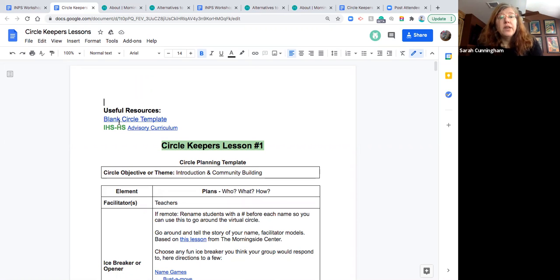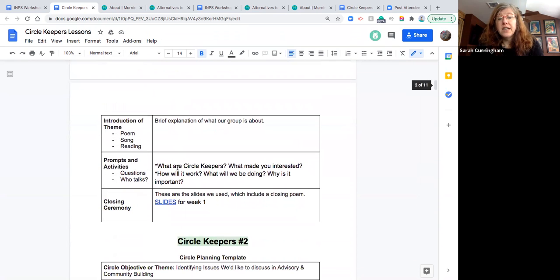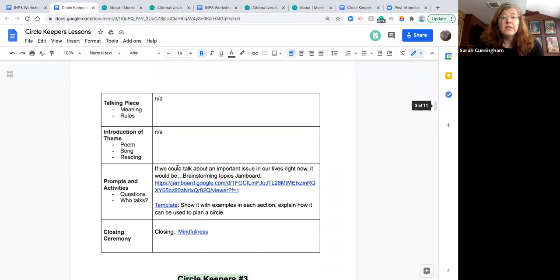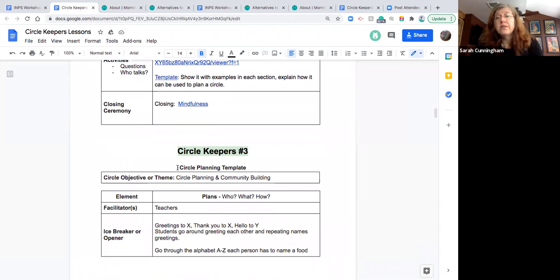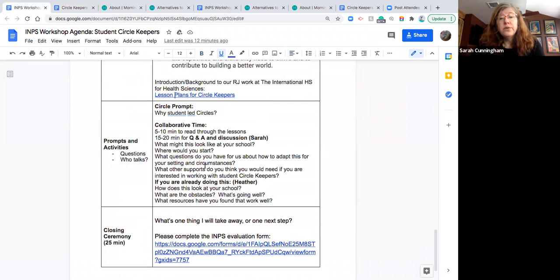We also include here a blank circle template so that you can use this same structure as you design lessons. So these are the lessons that we have been doing as a school this year with our student circle keepers. From there, we broke into two groups to give people more of what they actually needed. People who were new to it were able to brainstorm together and talk to our student circle keepers. And those who were further along could discuss the hurdles of transitioning into remote learning and other problems that they are experiencing right now.